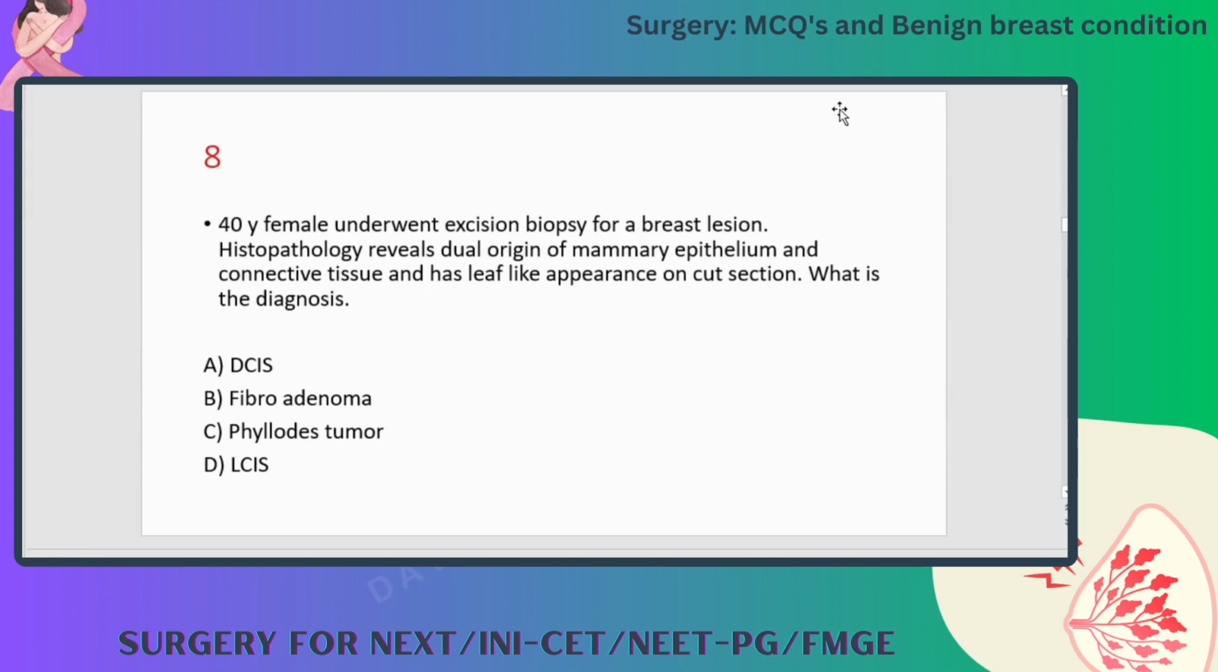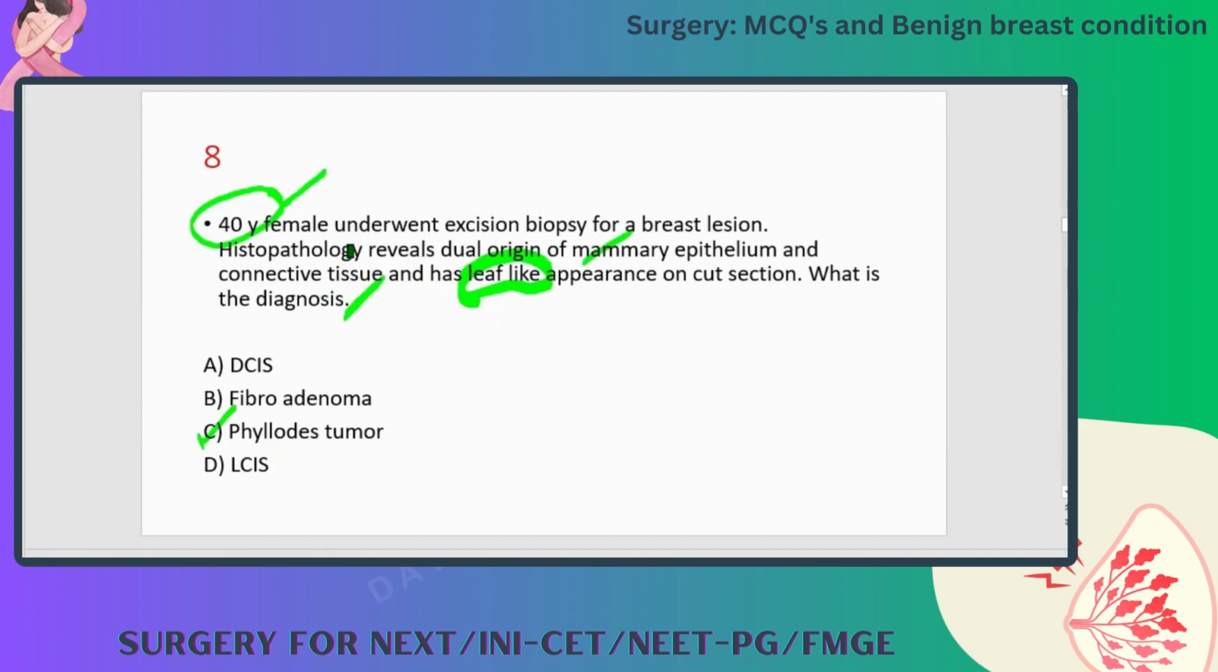Option C. Why option C? Leaf-like appearance. Phyllodes is leaf-like. It is a disease of middle-aged females, and its origin is dual. The phyllodes tumor comes from mammary epithelium and connective tissue. Both. Phyllodes tumor is from both.